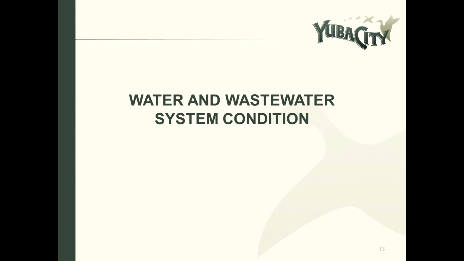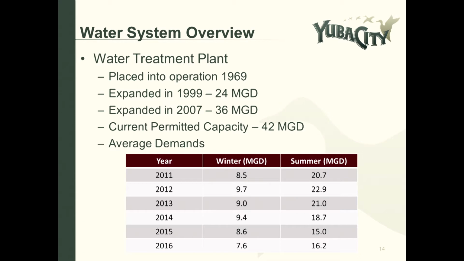So, the water and wastewater system condition. The water treatment plant was placed into operation in 1969, expanded in 1999 to 24 million gallons per day, again in 2007 to 36 million gallons per day, and has a current permitted capacity of 42 million gallons per day. When we look at the average demands over the last few years, we can see that the winter demands have stayed fairly consistent. However, the summer demands, you can see, decreased pretty significantly during the drought years.